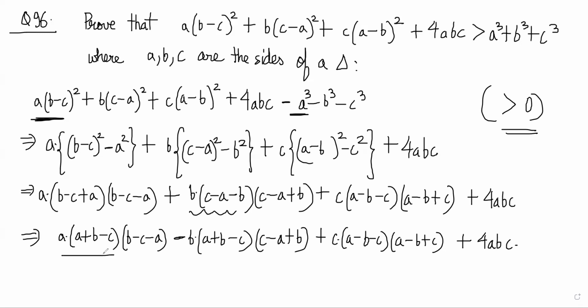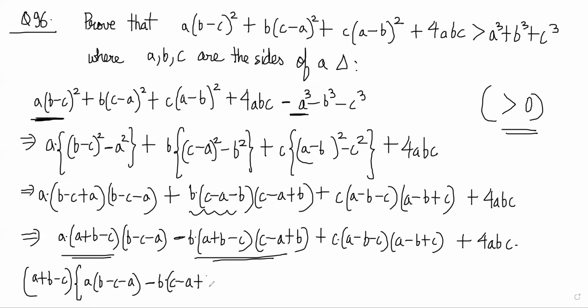Let's take A plus B minus C common from the first two terms. If I do that, I get A plus B minus C common here. And I get A times (B minus C minus A) minus B times (C minus A plus B). And I have these two terms still left over, in which I can take C common, I think. So I will work with that here itself.